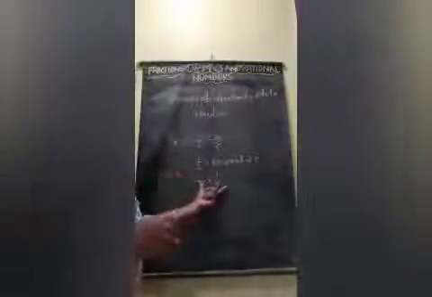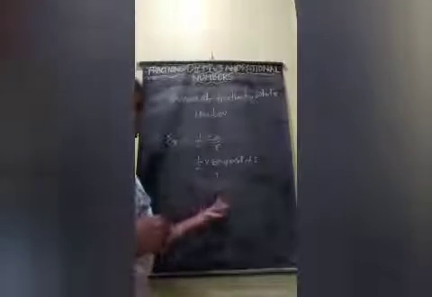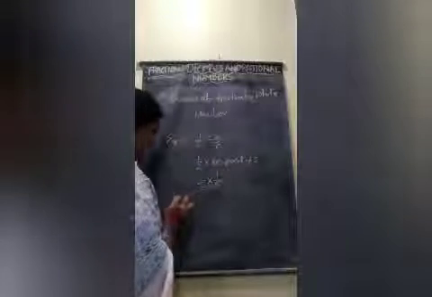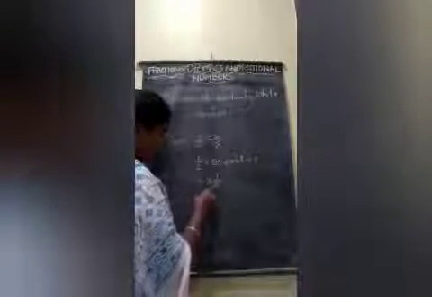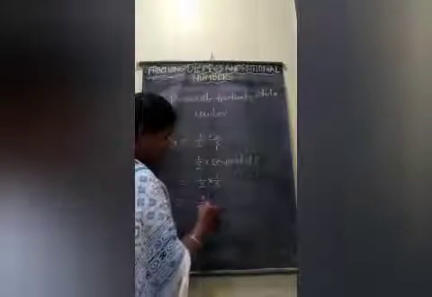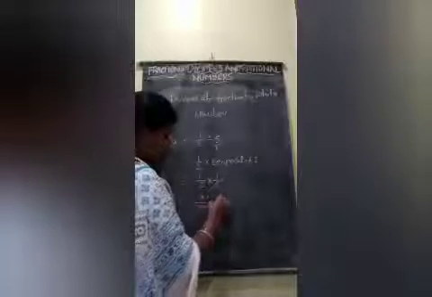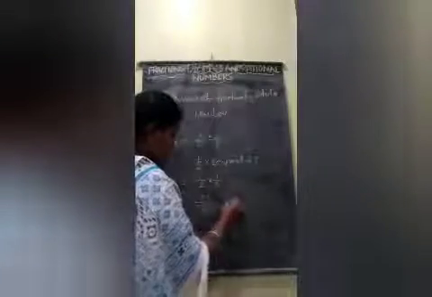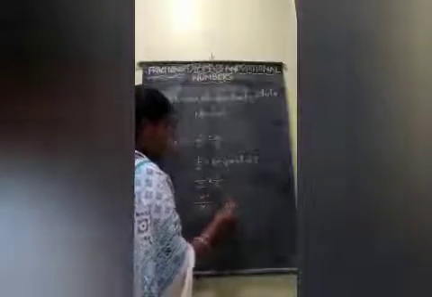The product of two fractions is equal to the product of the numerators by the product of the denominators. That's why we get 1 times 1 by 2 times 5, which is equal to 1 by 10. We get 1 by 10. Next, another example.